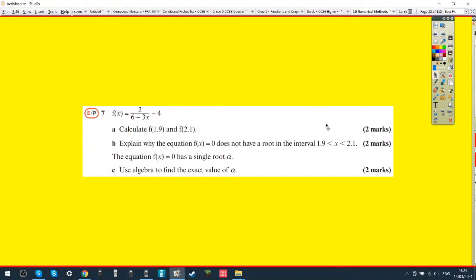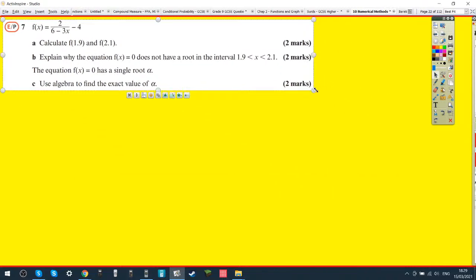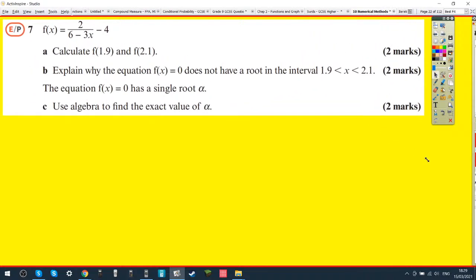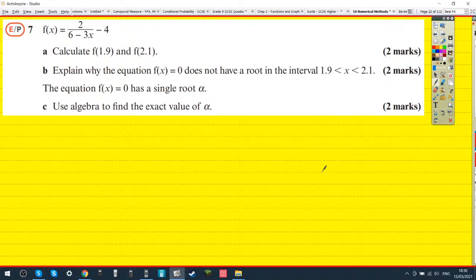All right. How about B for this one? Okay. So sub in those 2 values into the equation. And if you do that, you'll get a sign change. Yes.